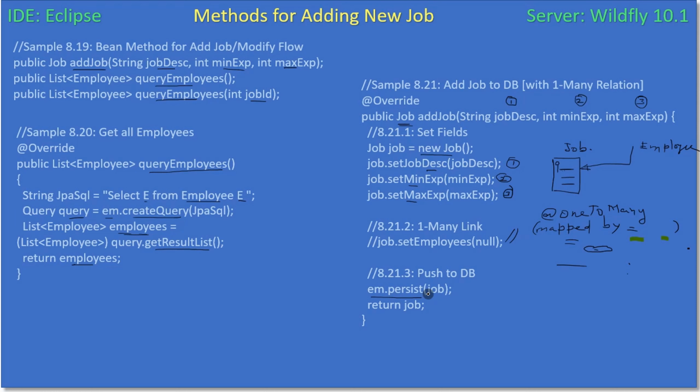And next, we are persisting the job, and this will create a new job. That means the entity manager will create a new job with a job description, minimum experience, and maximum experience.